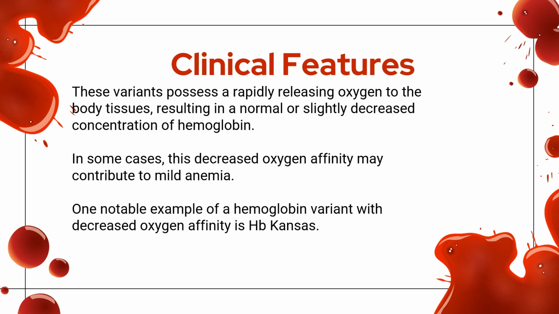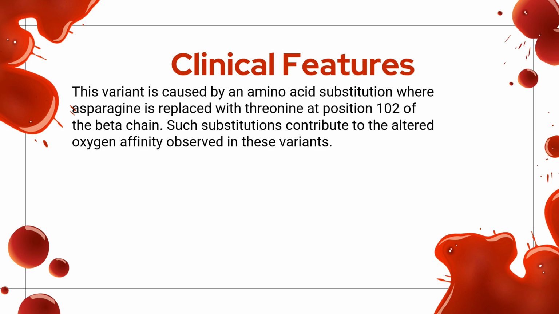One notable example of a hemoglobin variant with decreased oxygen affinity is Hb Kansas. This variant is caused by an amino acid substitution where asparagine is replaced with threonine at position 102 of the B chain. Such substitutions contribute to the altered oxygen affinity observed in these variants.